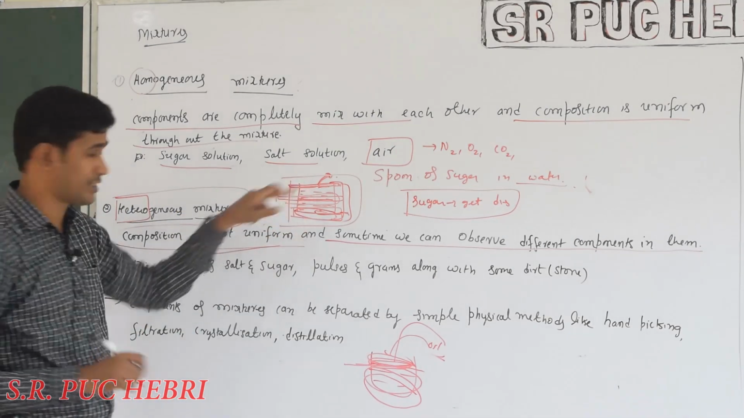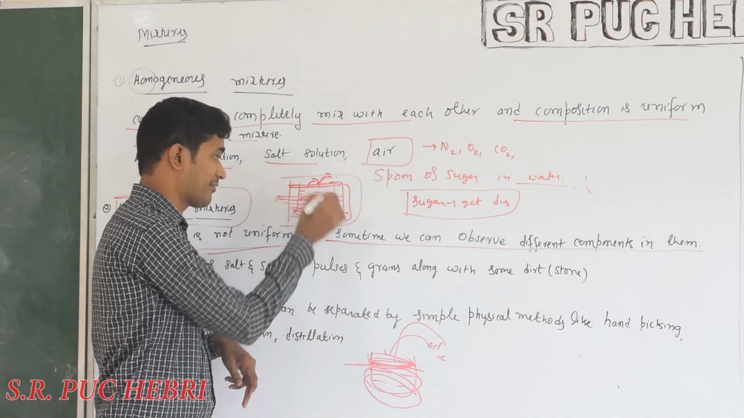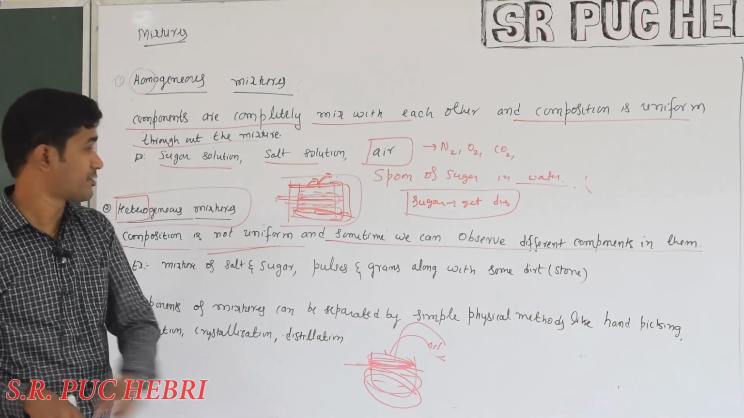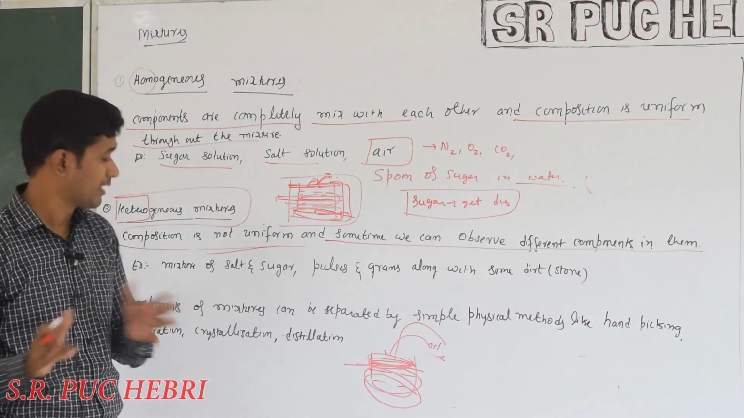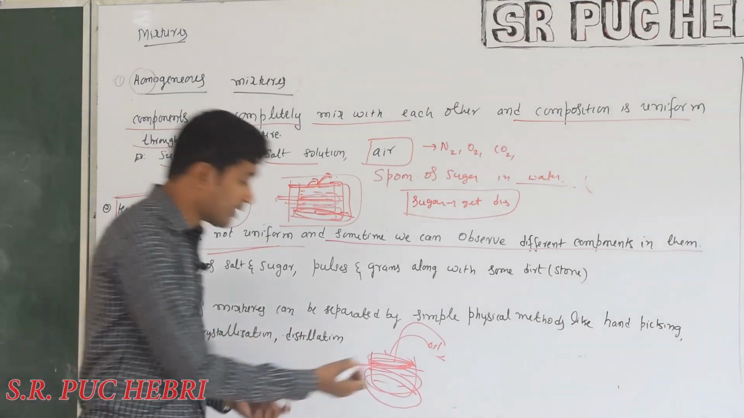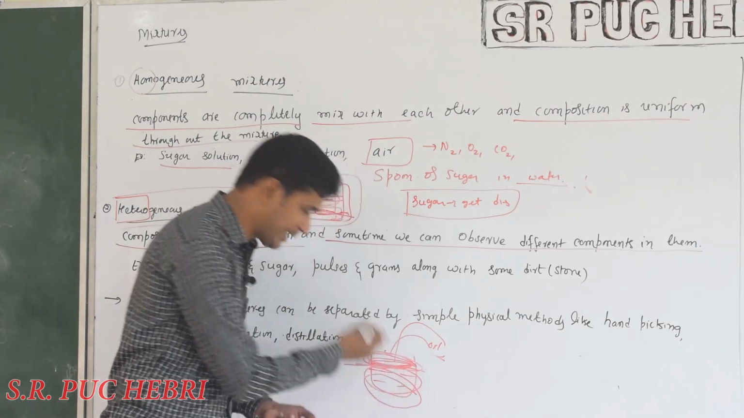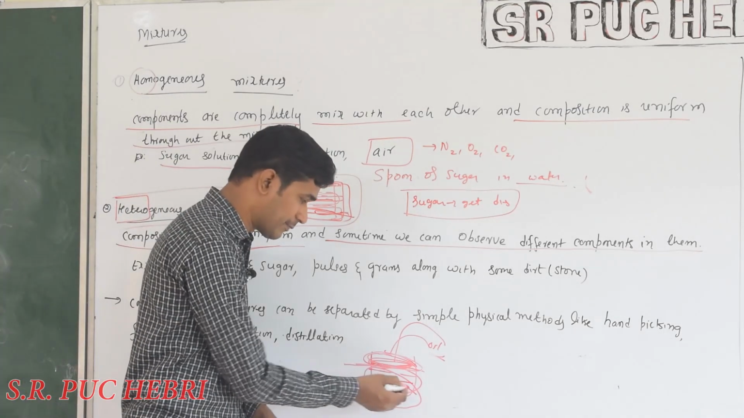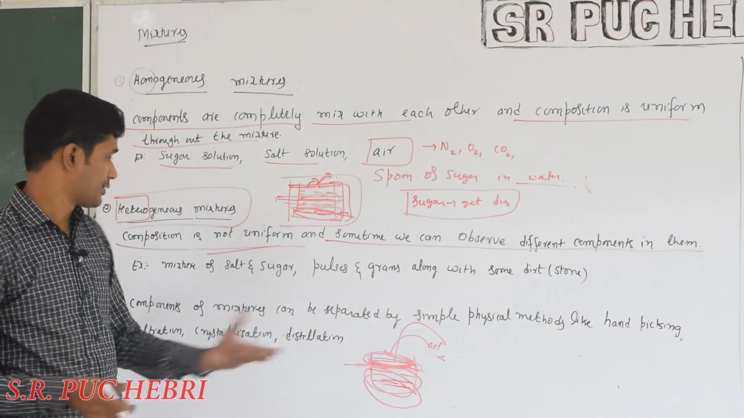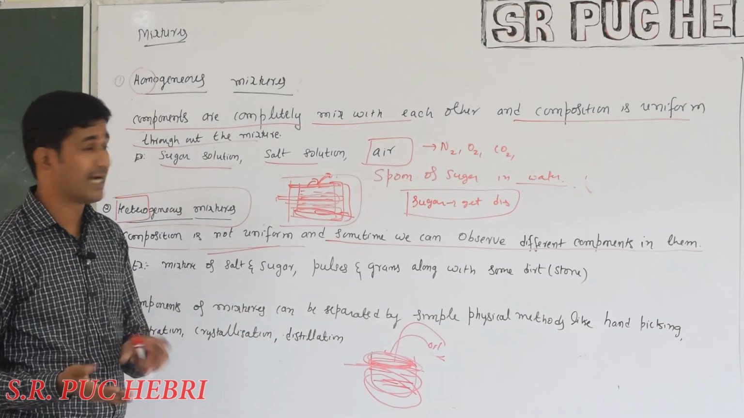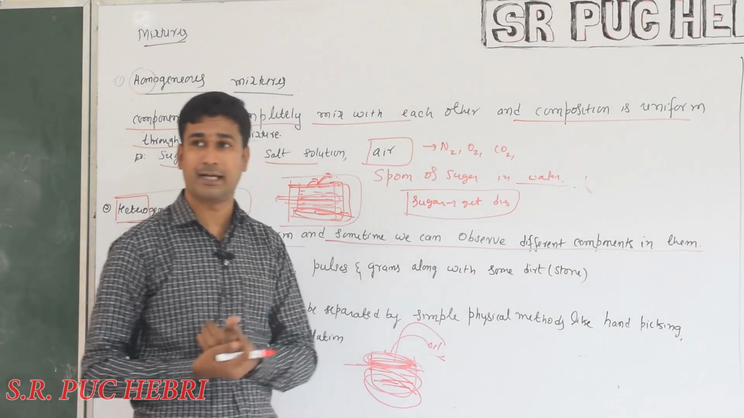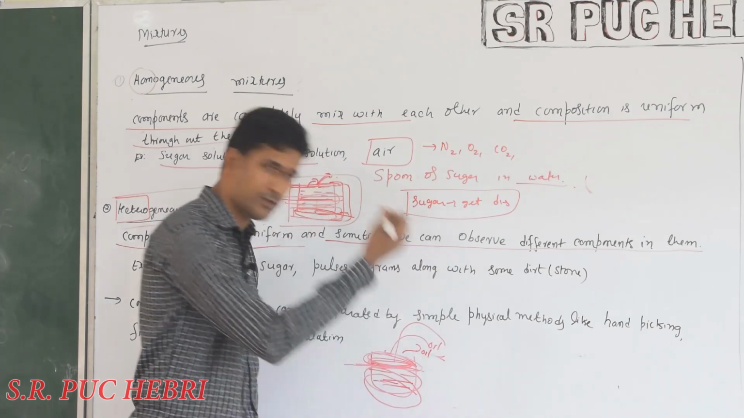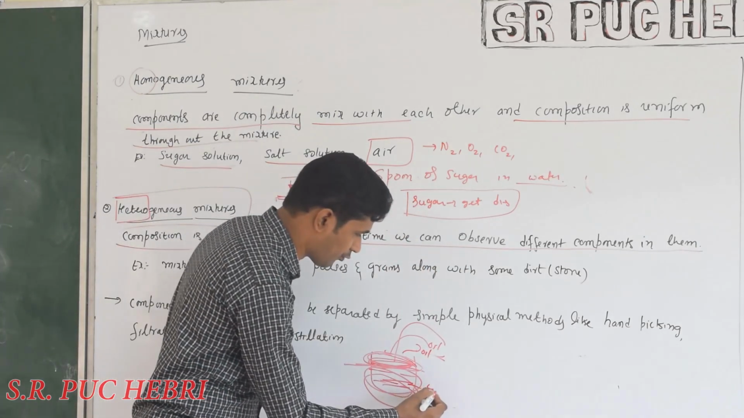In a homogeneous mixture, the amount of sugar present at the surface as well as the amount of sugar present in other parts of the solution are all the same, because you get a sweet taste in every part of the solution. But here it is not like that. Here the oil particles will remain at the surface only, but at the bottom only water will remain. So composition is not uniform, and sometimes we can observe different components. Yes, here we can observe two components separately. At the surface you can observe oil, here you can observe water.